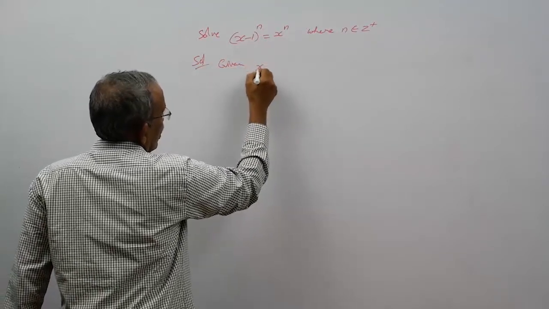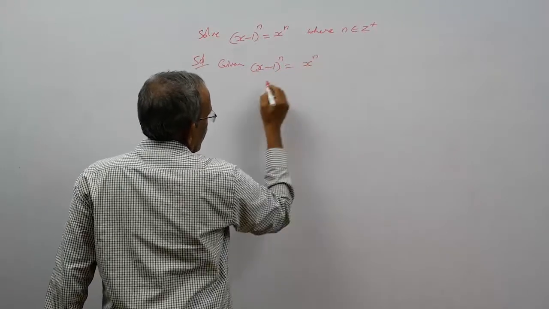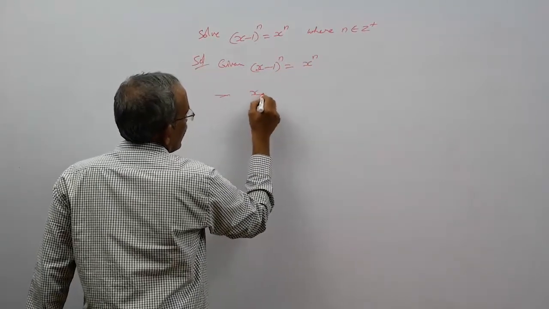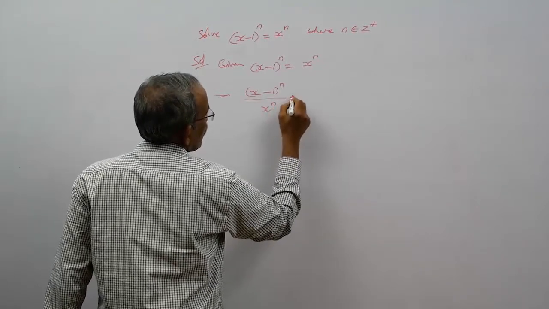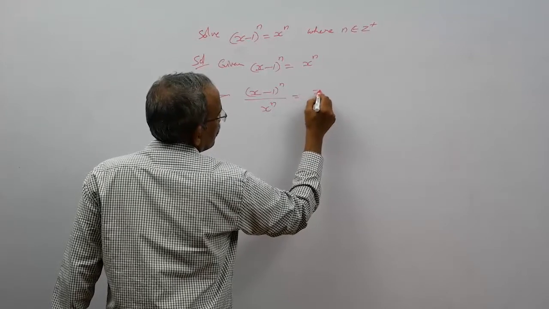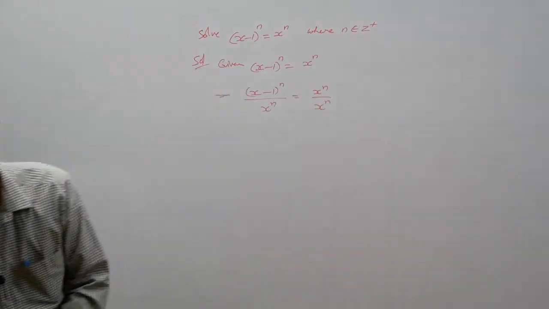Given that (x minus 1) whole to the power of n is equal to x to the power of n, that implies (x minus 1) whole to the power of n by x to the power of n is equal to x to the power of n by x to the power of n.